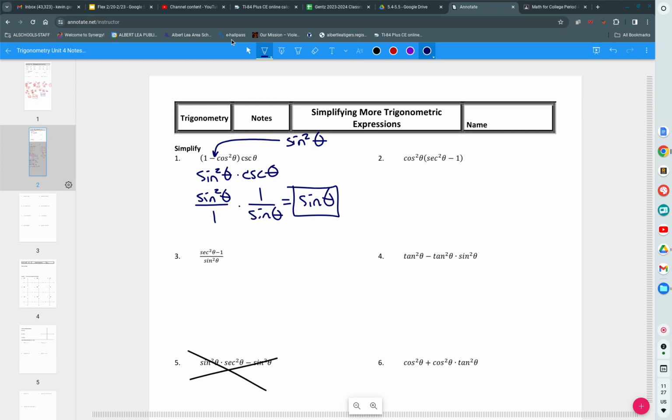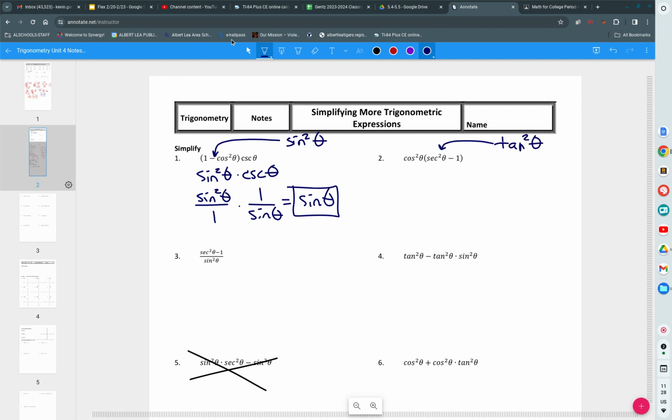I see another squared and another 1. Look at your sheet and talk to the person next to you, okay? What do you think you can plug in for secant squared minus 1? Try to find it. Look at your sheet. What can you substitute in? Instead of secant squared minus 1, I'm going to write tangent squared.